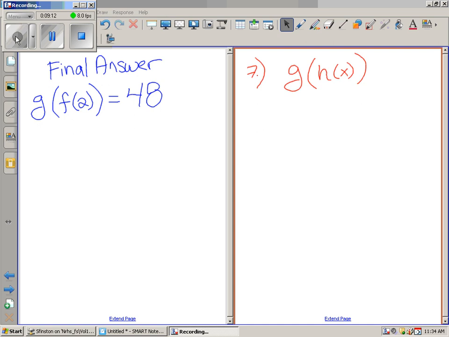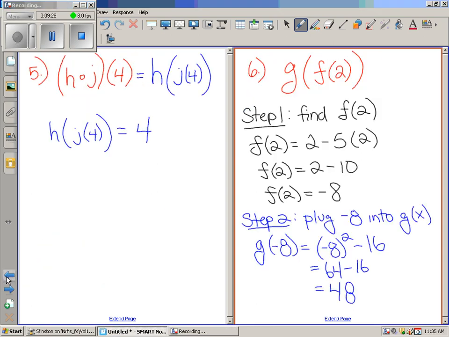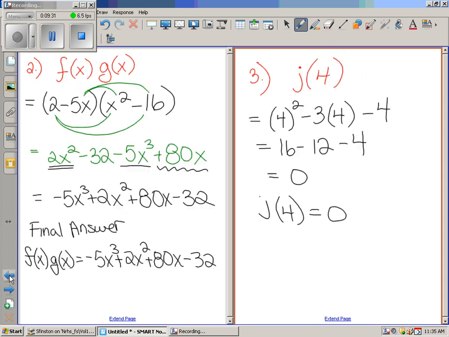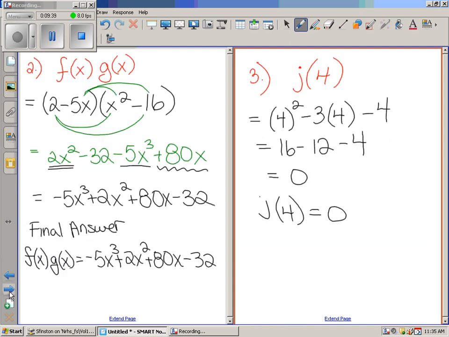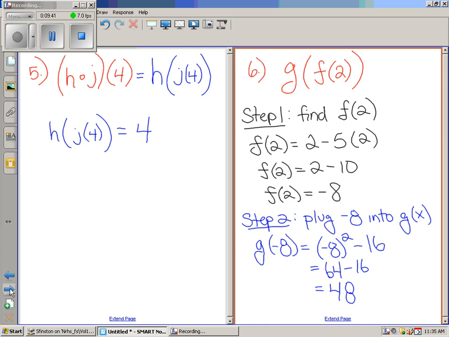Number 7. Okay, here we go. Instead of putting numbers into these functions, we have to put algebraic expressions in them. Does anybody remember how much h of x was worth? Let's go back. Yes, h of x is equal to the square root of x plus 16. Now let's go forward again.